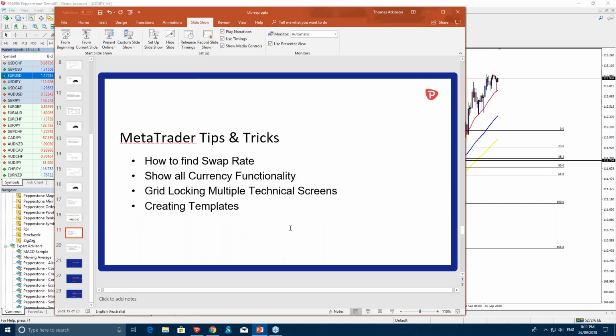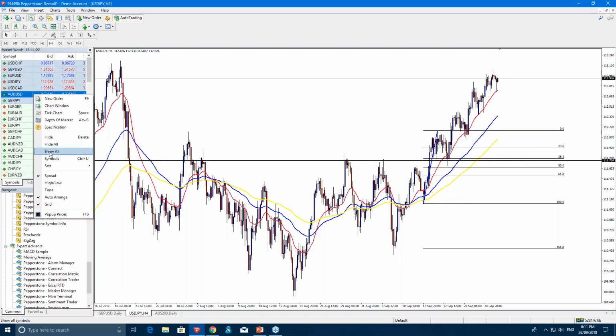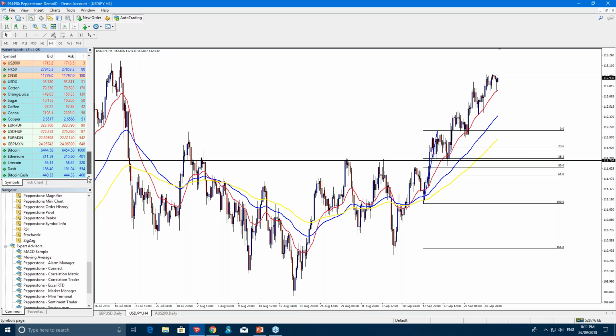Another one is the show all currency functionality. So a lot of people have this screen up here, and then they can actually right click on it and again left click on show all. And what that does is it gives us all of the currencies that are available in the Pepperstone platform. And I remember when crypto was pretty big last year, Pepperstone was adding a few different cryptocurrencies, and they were showing up, and I said, Ty, Ethereum's here and other things.